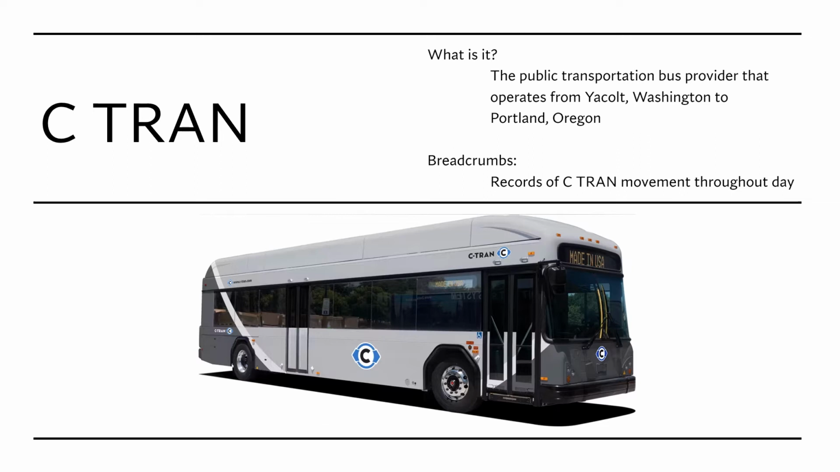C-Tran has 26 bus routes that result in a total of 899 stops. This transportation system was founded in July of 1981. The breadcrumb data are records of the C-Tran bus movements while the bus is operational throughout the whole day. The bus records its information around every 5 seconds.